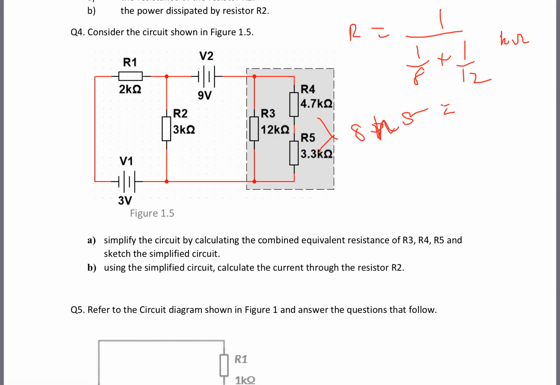So what will be that value? 4.8. Yes. Very good. That is 4.8 kilo ohms. That is the one. So now, guys, you have the simplified circuit.